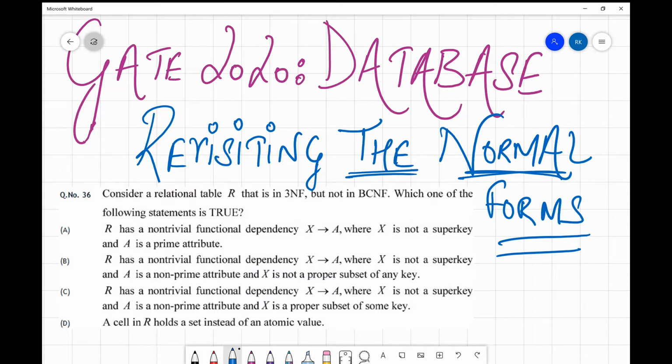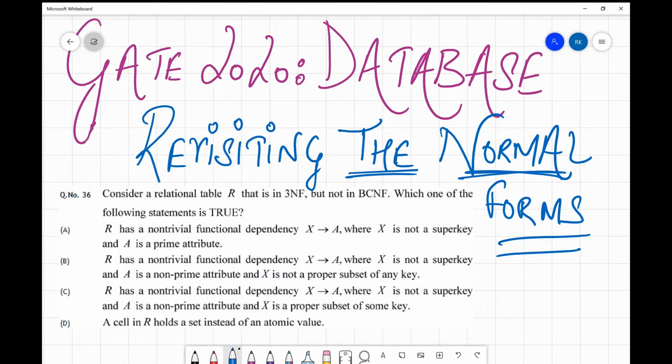In this session, we are going to revisit the normal forms. We are going to take up a very important question from GATE 2020 and we are going to see how they have just tested your basics, the basic knowledge in regard to the normal forms, that whether you know how to analyze the normal forms, how to determine which is the highest normal form for a particular relational schema. We have already discussed many questions in respect to it, but here I am with a GATE 2020 question.